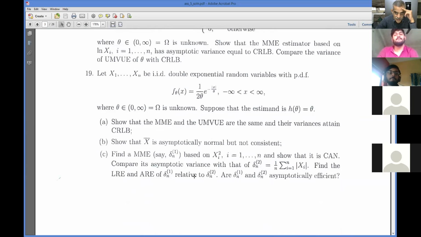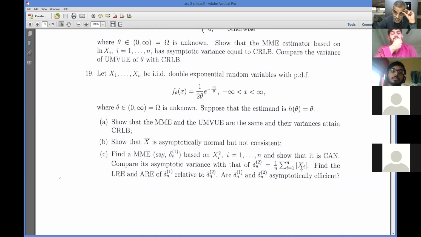Problem C, right? It says find the MME, say delta n, based on xi squares. So it says find the MME based on xi squares, not on xi. And then compare its asymptotic variance with that of 1 upon n mod of xi.